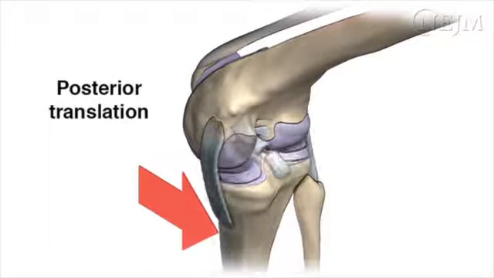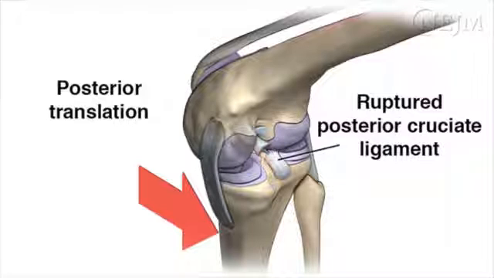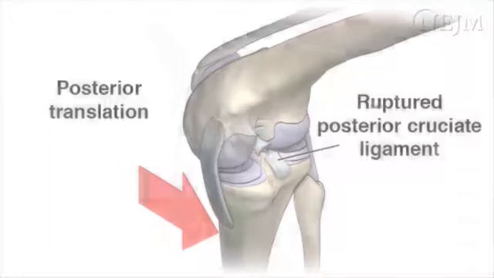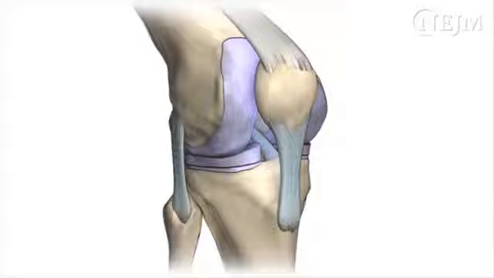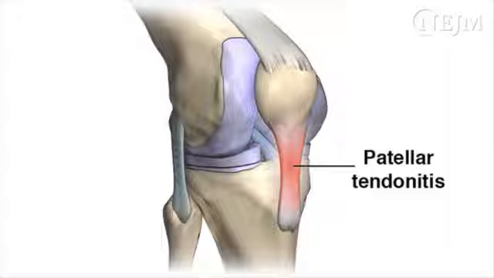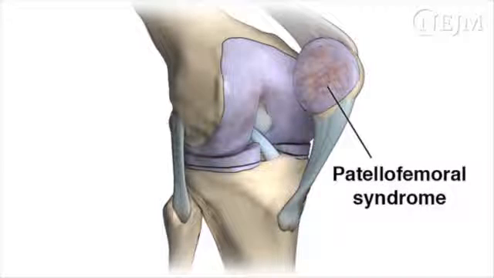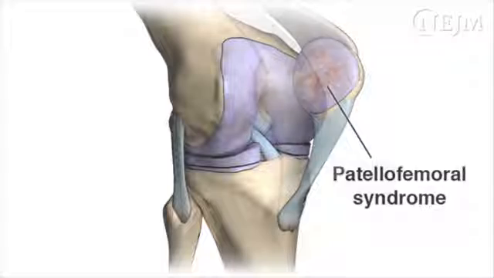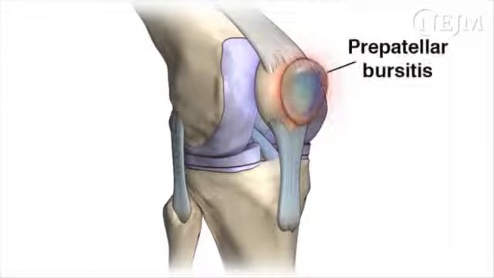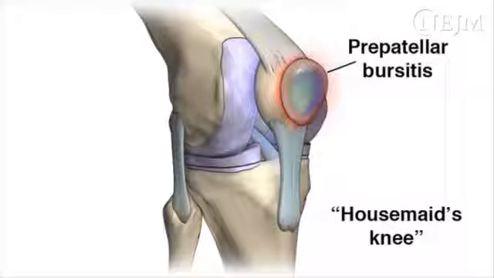The posterior translation of the tibia in relation to the femur can injure the posterior cruciate ligament, as might occur in a motor vehicle accident when the dashboard pushes the tibia posteriorly. Overuse injuries are often manifested as pain in the structure subject to repetitive stress. Examples include patellar tendinitis or jumper's knee from repetitive jumping, patellofemoral syndrome from repetitive flexion, and prepatellar bursitis or housemaid's knee from repetitive kneeling.